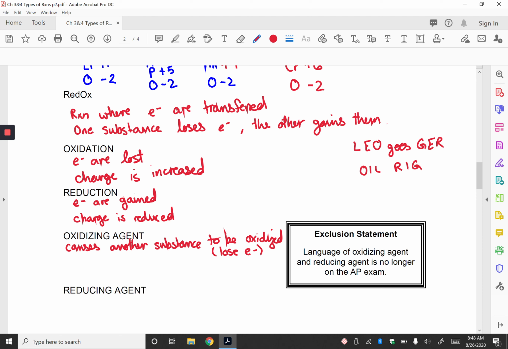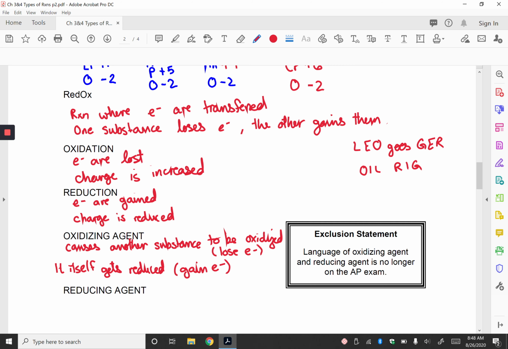Right? Well, how is it going to cause something else to lose electrons? That's because it itself gains those electrons and gets reduced. So it itself gets reduced, or it gains electrons. So if it's hungry for electrons, it wants to gain those electrons, it's going to cause something else to lose those electrons. So it gets reduced, and so it's an oxidizing agent. It causes something else to be oxidized.